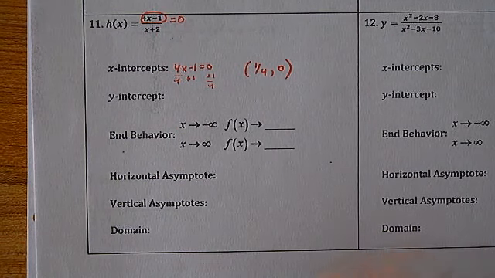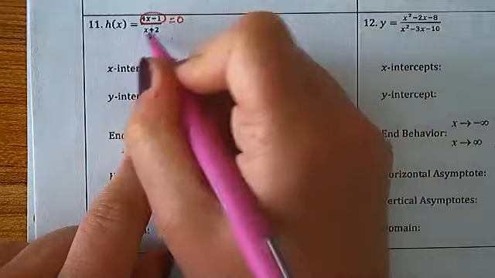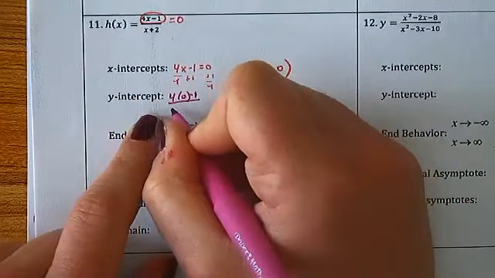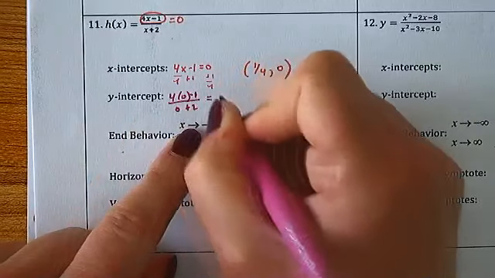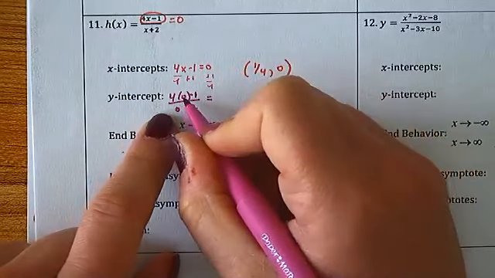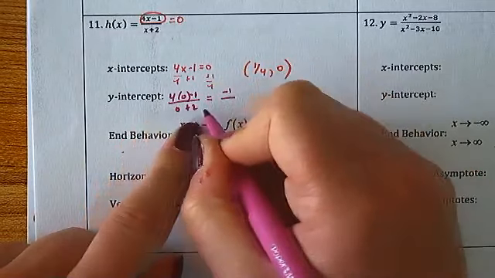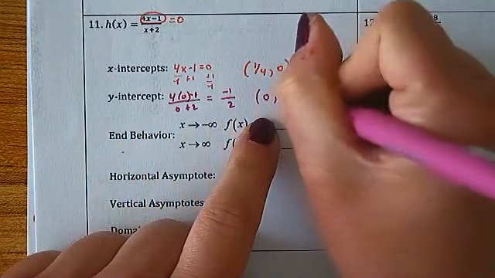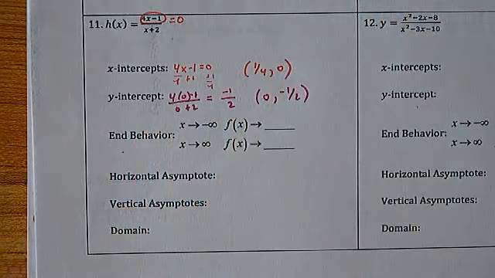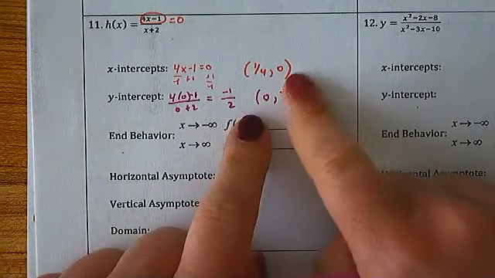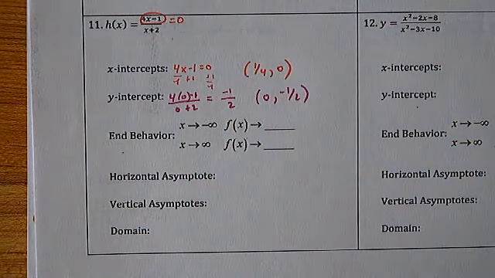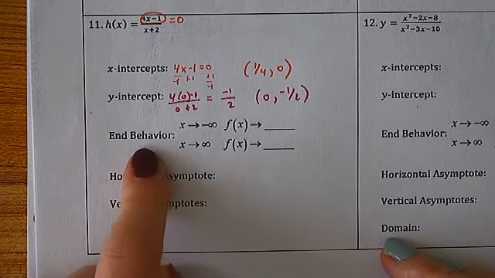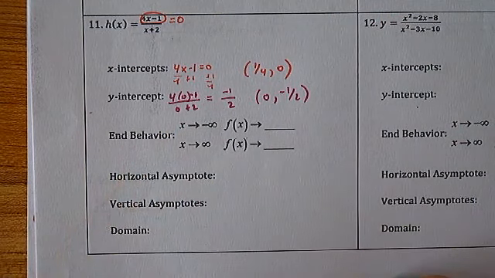For the y-intercept, that's when you actually plug in 0 for all the x's. So 4 times 0 minus 1, and then 0 plus 2. 0 minus 1, because 4 times 0 is 0, is -1, and 0 plus 2 is 2. So that means that my y-intercept is -1/2. We did this in 4.3, if you guys remember. And behavior, that's what we just did.